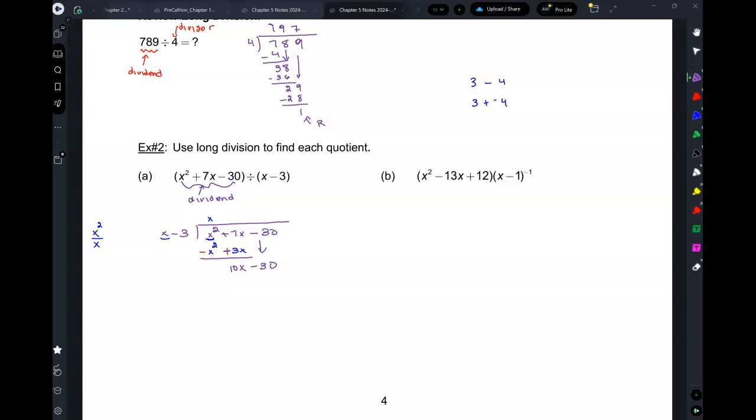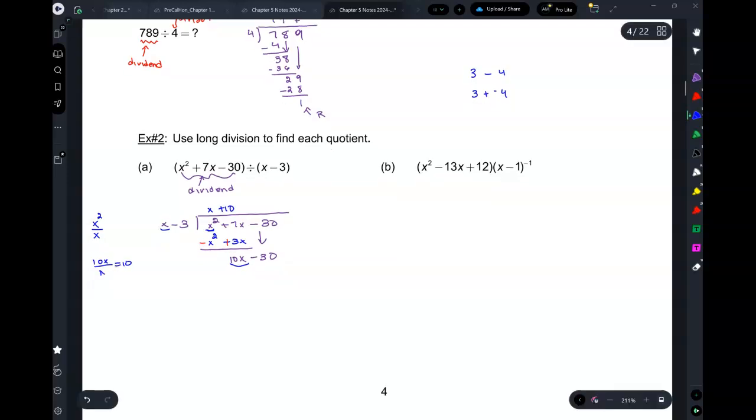Now the process starts all over again. So take a look. This first one divided by the first one. So 10x over x is 10. So plus 10. Multiply by this whole thing. 10x minus 30.